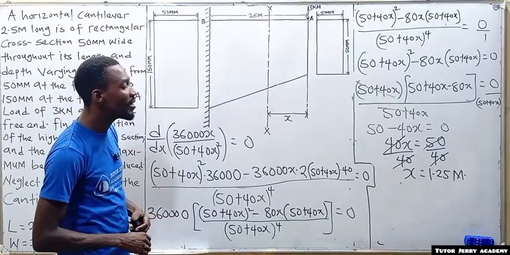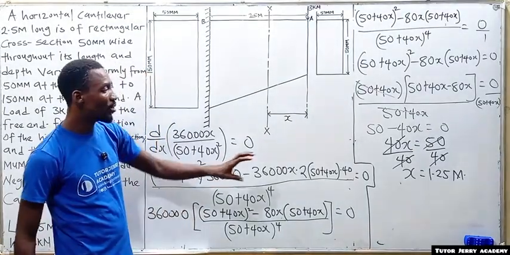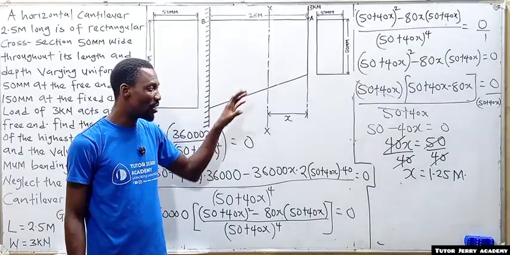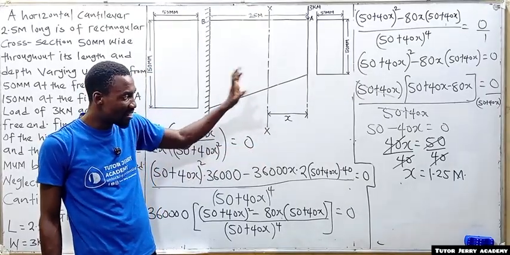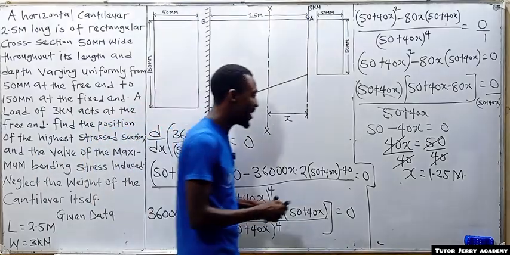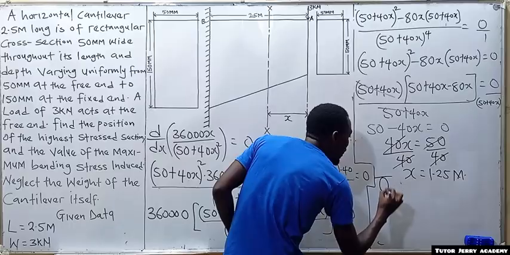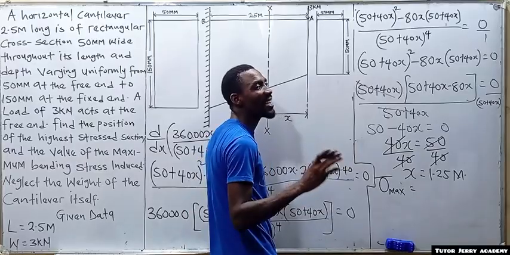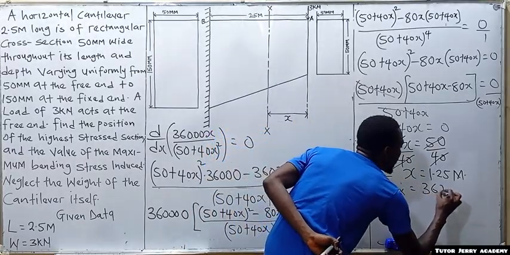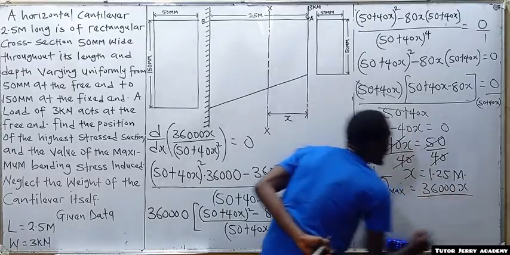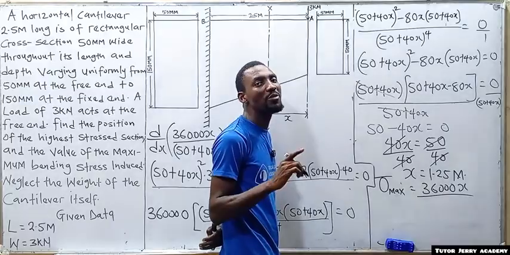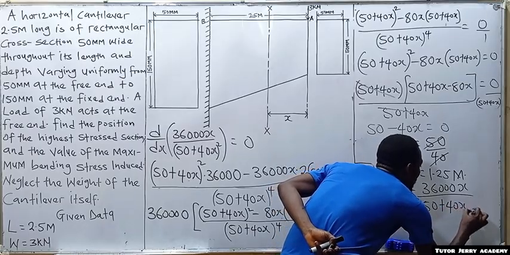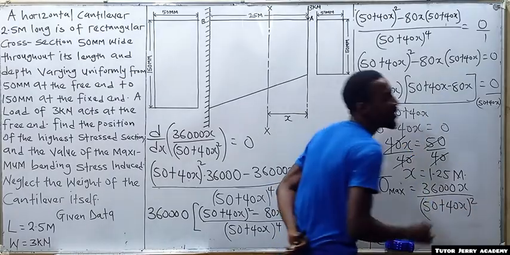Now we have gotten the value of s, right? Now we are going to substitute this s value in the stress equation before we differentiate. Is that clear? In the maximum stress equation before we differentiate. So the maximum stress is equal to 36,000 s divided by (50 + 40s) all squared, right? So that's what we have.